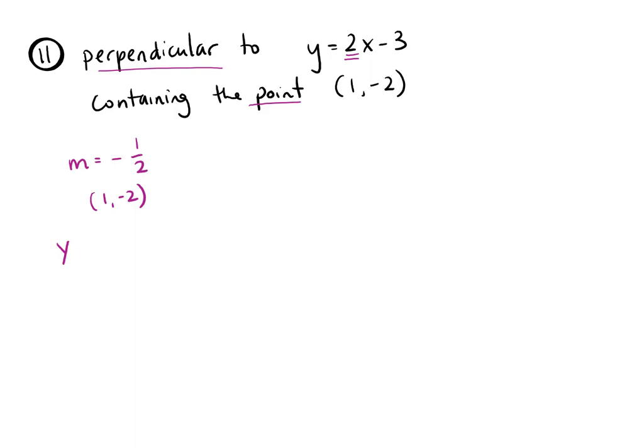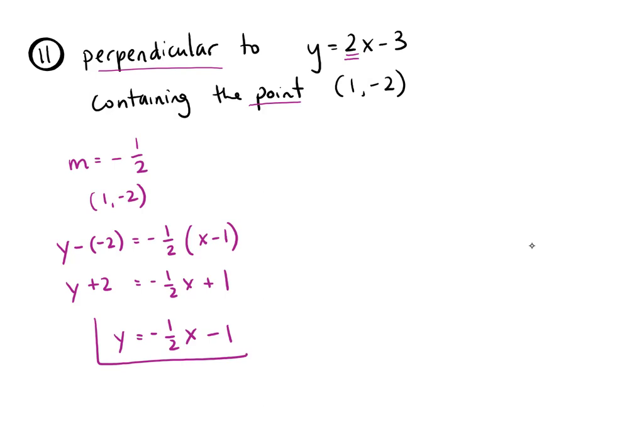That's going to be y minus y1 is equal to -1/2 x minus x1. And simplifying this, we get -1/2 x plus 1. And subtract 2 to both sides, and we're going to get -1/2 x minus 1. And that's my slope-intercept form.